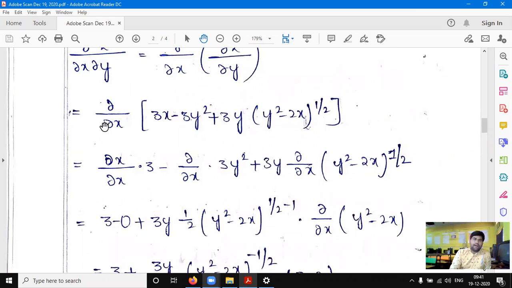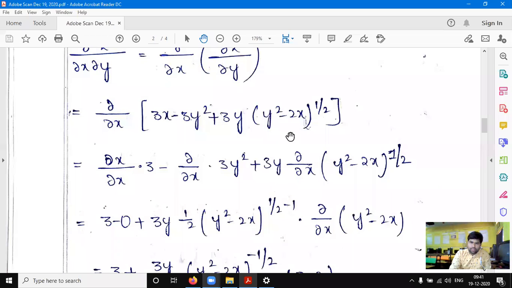This means what? Partially differentiate this term with respect to x. So then what happens? See, 3 into dou x by dou x, minus. So this one, that is dou by dou x into 3y square, plus dou by dou x.